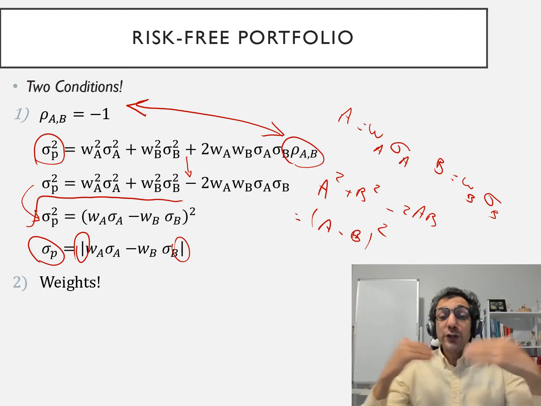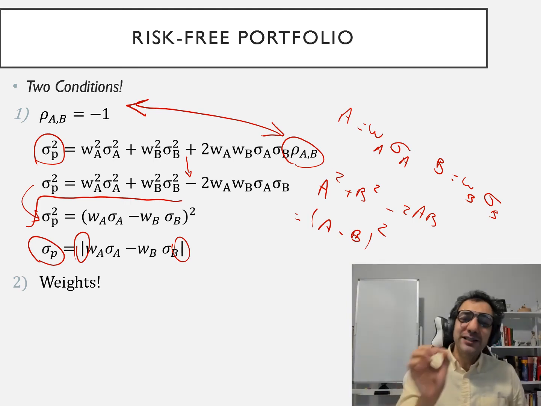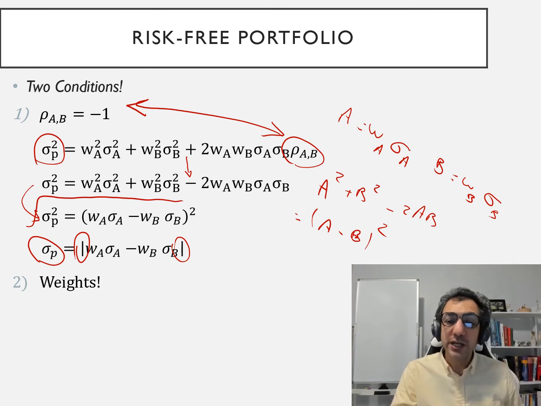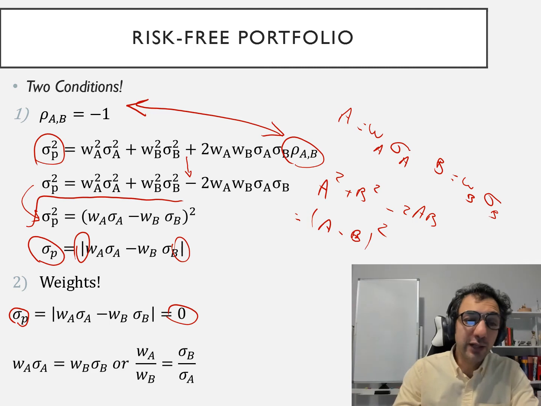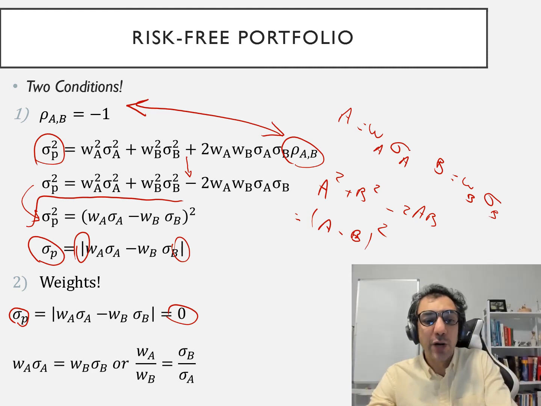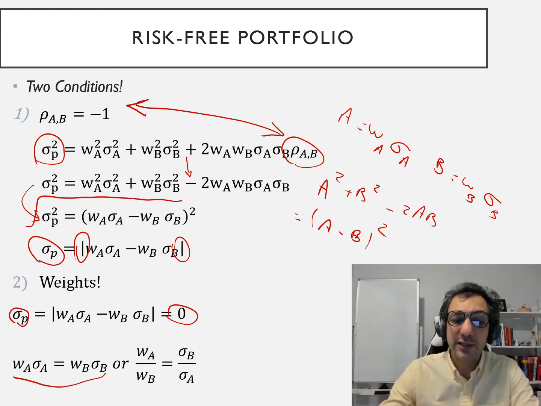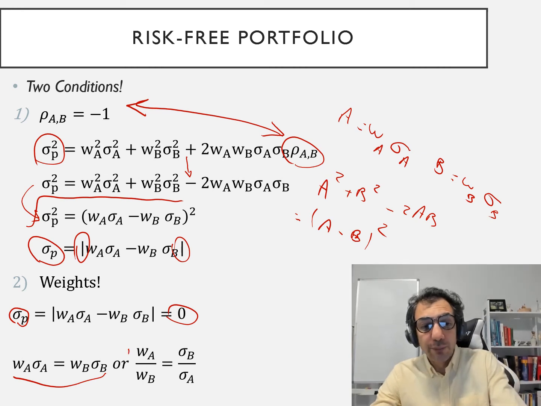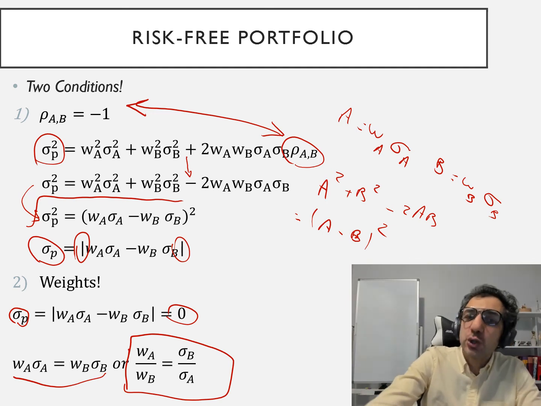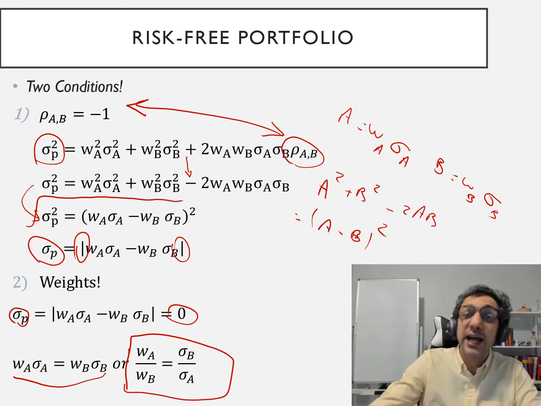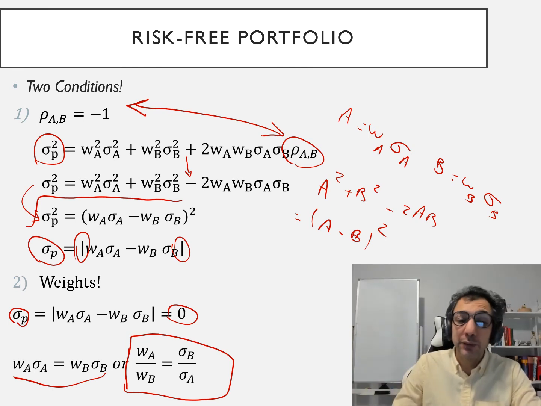Now, you want us to form the risk-free portfolio. What does it mean? It means the standard deviation of the portfolio should be 0. So that's our assumption here. The standard deviation should be 0. Now, since this is 0, I can get rid of the absolute value sign. So I can say WA sigma A minus WB sigma B should be 0, which means WA sigma A should be the same as WB sigma B. In other words, the ratio of weights of two assets should be the same as the ratio of the standard deviations of those assets in the reverse order. So WA to WB should be sigma B to sigma A.